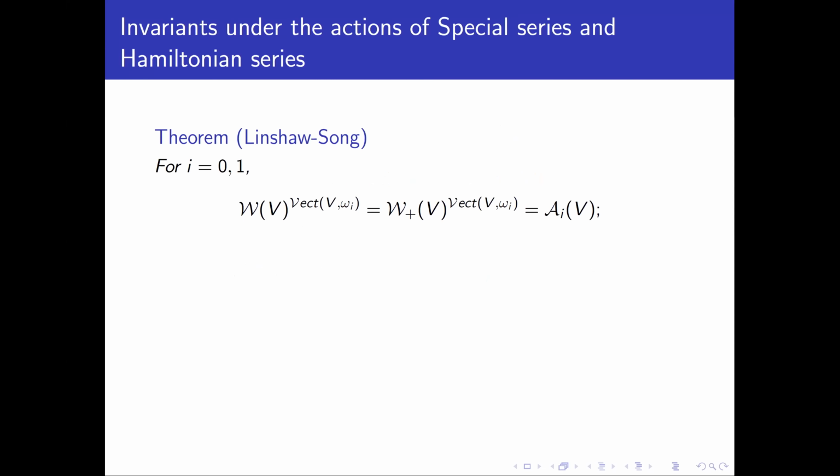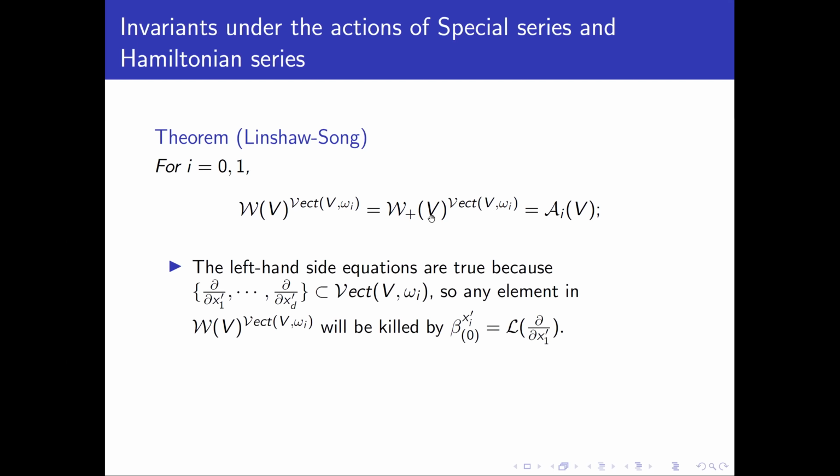Now we have the following theorem: the invariant space of the Hamiltonian series and the special series on the beta gamma bc system is just equal to A i V. And the first equation is easy because this is partial over partial xi in the algebra, and this means that the invariant part will be killed by beta, and there will be no gamma, so it will just be W plus V.